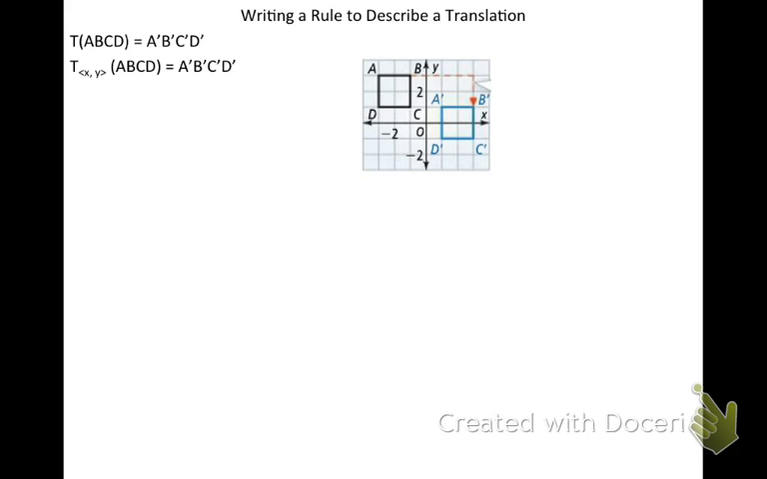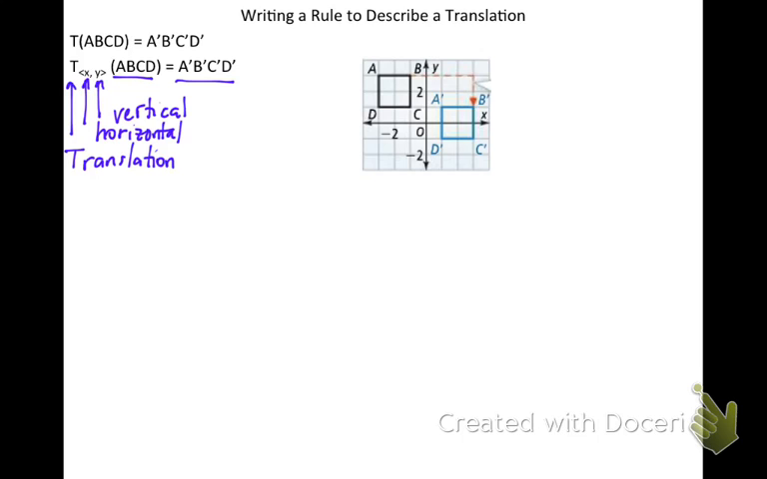Writing a rule to describe a translation. This capital T again stands for my translation. This x is talking about horizontal movement. The y is my vertical movement. ABCD is my pre-image. A'B'C'D' is my final image, or my image.